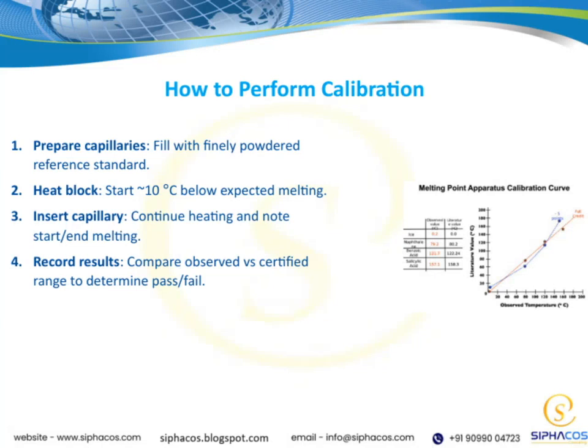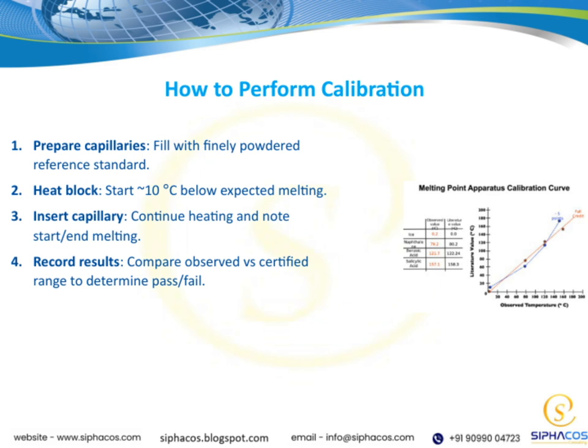Now, let's walk through how to perform calibration effectively. First, you'll want to prepare your capillaries by filling them with a finely powdered reference standard. This ensures accurate and consistent results. Next, set your heat block to start about 10 degrees Celsius below the expected melting point of your standard. This initial step helps you observe the melting process more precisely.